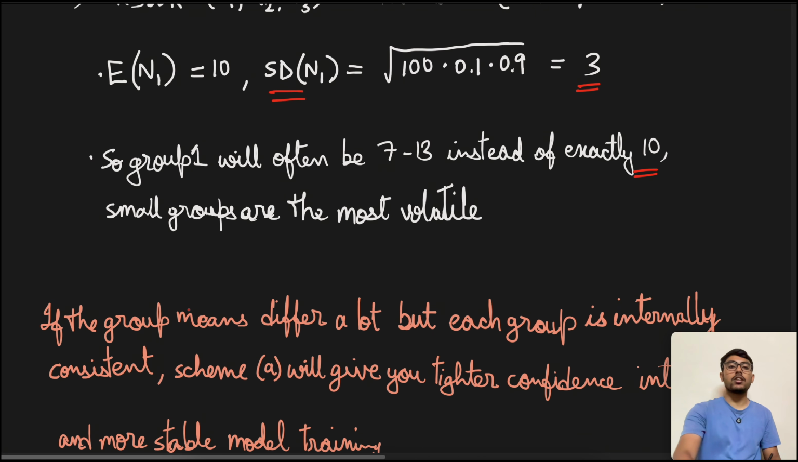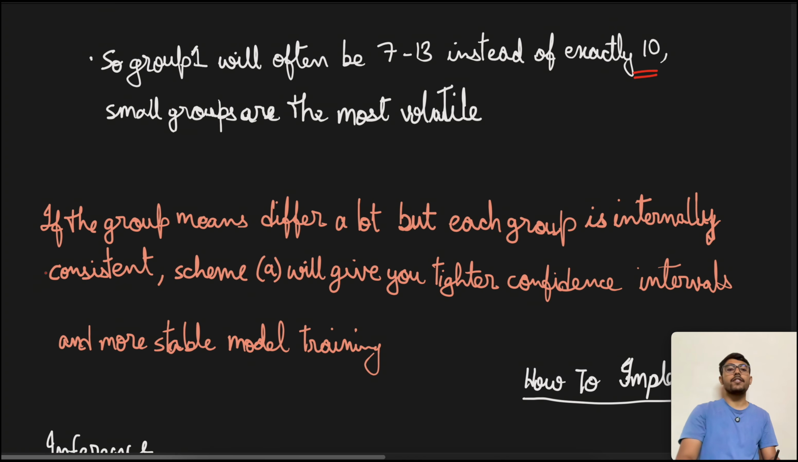Then we come to another point which says if the group means differ a lot, but each group is internally consistent, scheme A will give you tighter confidence intervals and more stable model training, right? Because the clusters, if you think about it, will be more well formed, so the classes will get labeled much easier.